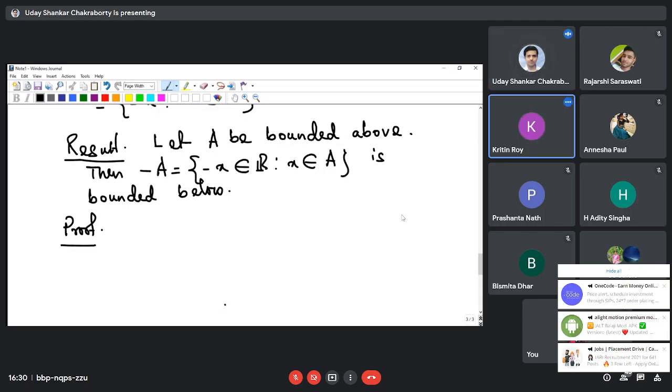Yeah? Yes, sir. Now, where from that lower bound will come? That lower bound will come from the upper bound of A. So let us try.